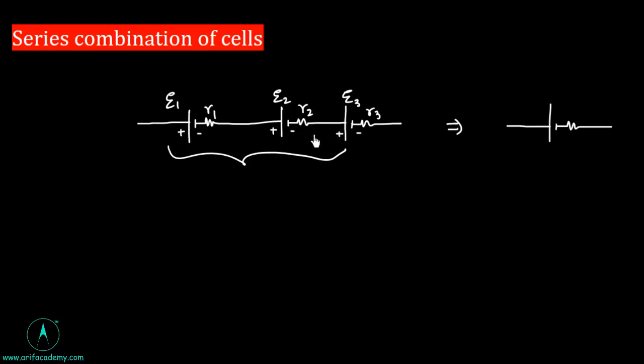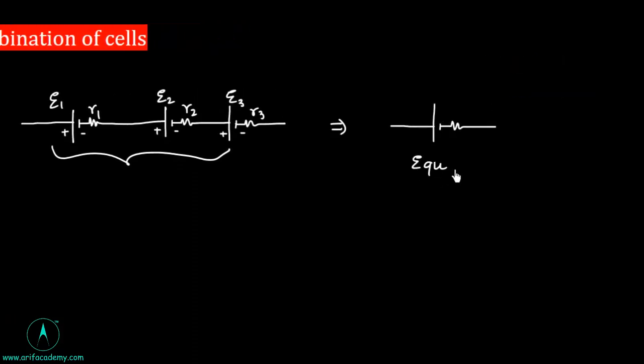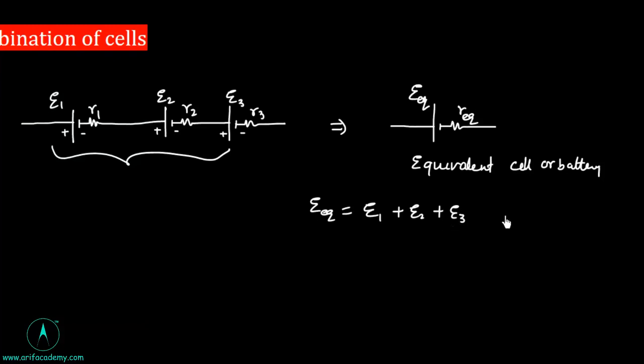In a series combination, the polarity of any cell can also be reversed; we will see it soon. This cell is called the equivalent cell or battery. Its net EMF is E equivalent and its resistance is R equivalent. So E equivalent here is E1 plus E2 plus E3, and R equivalent will be R1 plus R2 plus R3.